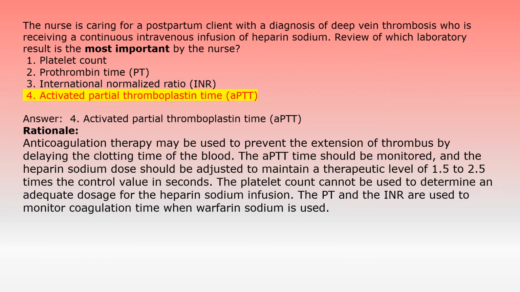Answer. 4. Activated partial thromboplastin time, APTT. Rationale. Anticoagulation therapy may be used to prevent the extension of thrombus by delaying the clotting time of the blood. The APTT time should be monitored, and the heparin sodium dose should be adjusted to maintain a therapeutic level of 1.5 to 2.5 times the control value in seconds. The platelet count cannot be used to determine an adequate dosage for the heparin sodium infusion. The PT and the INR are used to monitor coagulation time when warfarin sodium is used.